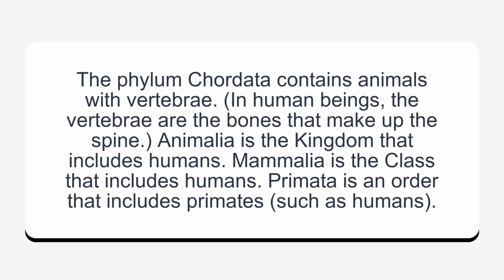Chordata. The phylum Chordata contains animals with vertebrae. In human beings, the vertebrae are the bones that make up the spine. Animalia is the kingdom that includes humans. Mammalia is the class that includes humans. Primata is an order that includes primates, such as humans.